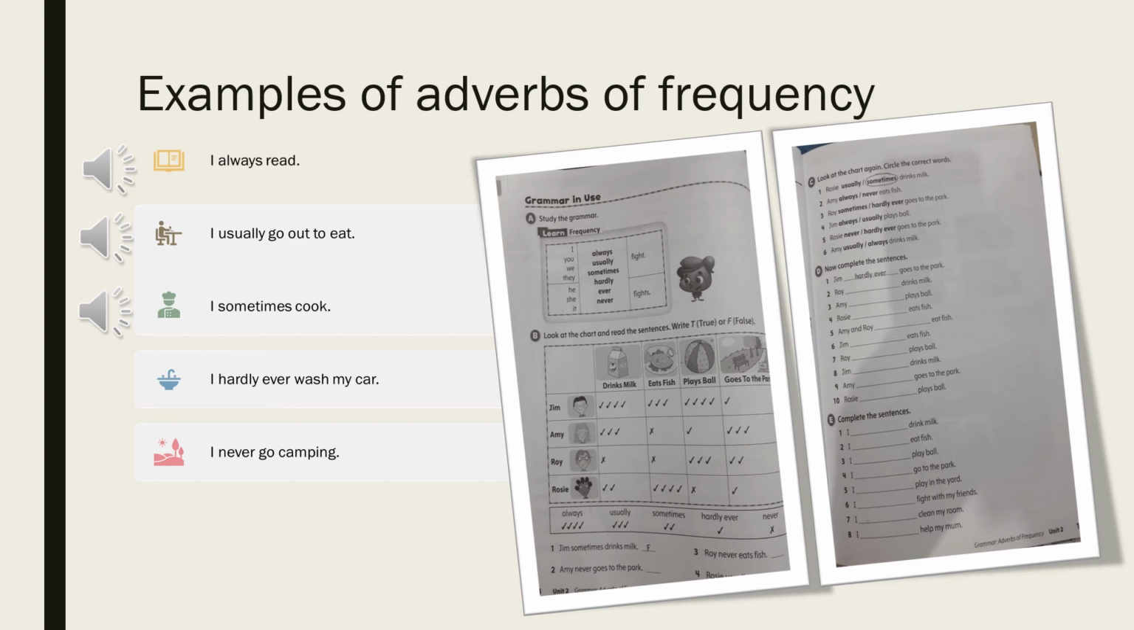Number 6, Amy usually or always drinks milk. Again, look at the chart and go to the Amy section. So Amy drinks milk. Have a look, Amy drinks milk. It shows 3 checks, that means usually. So you will circle usually.